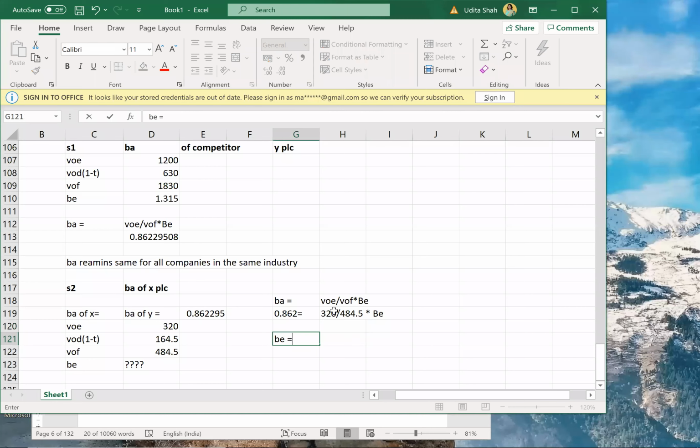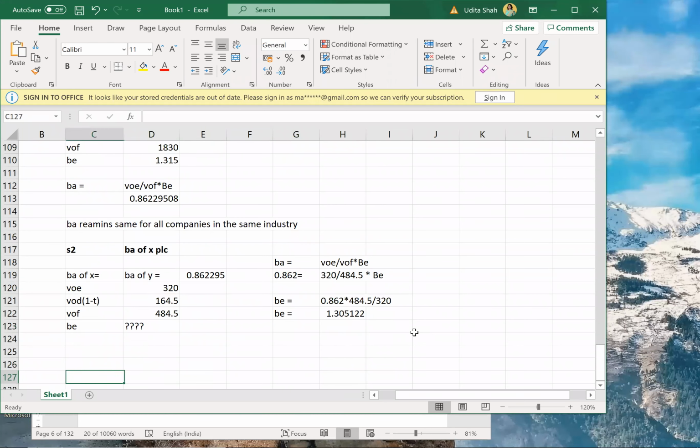Okay, yes. So now beta of equity will be what? Beta of equity will be 0.862 into, take the reciprocal, so 484.5 divided by 320. So beta of equity equal to 1.30. Correct. Beta of equity is 1.30. Now with that beta of equity, what will we do? We'll calculate KE now. KE equal to RF plus beta into RM minus RF.